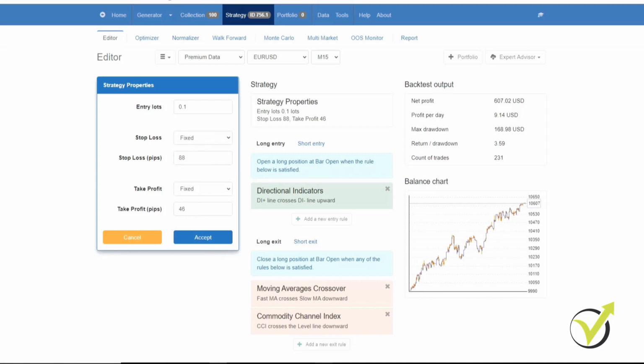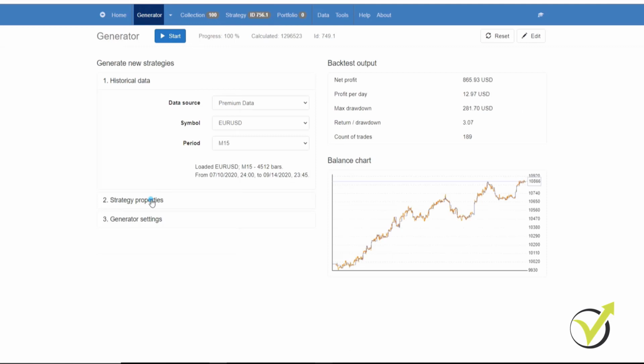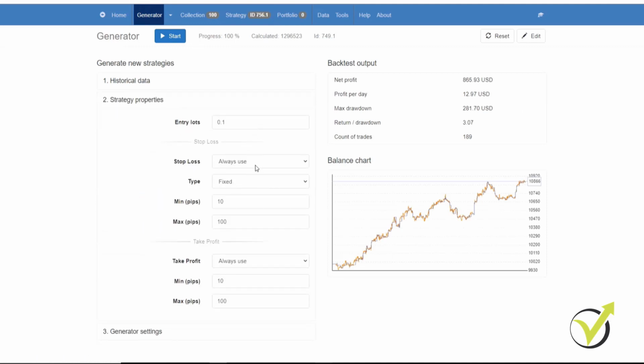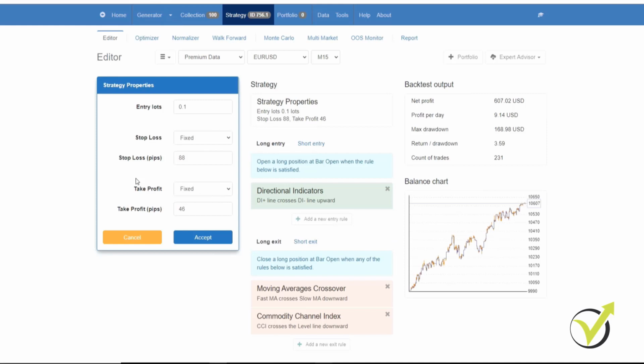As you can see below our entry lots, we have our stop loss and our take profit. Now, when you generate your strategies, you can select whether or not to use a stop loss and a take profit. And you have the options of always use, may use, and do not use. In this case, this strategy was generated with stop loss and take profit that we set as always use. And after doing many calculations within the strategy, it came up with the best options of a stop loss of 88 pips and a take profit of 46 pips.